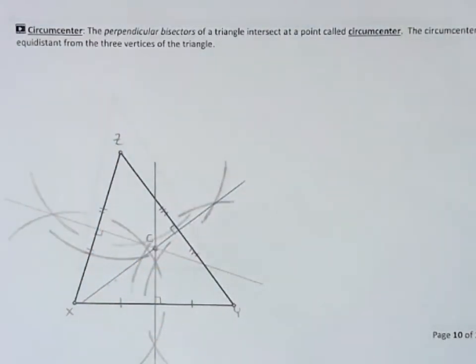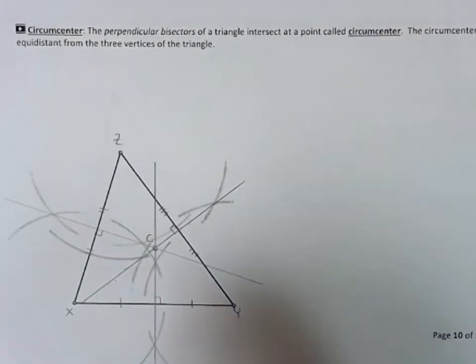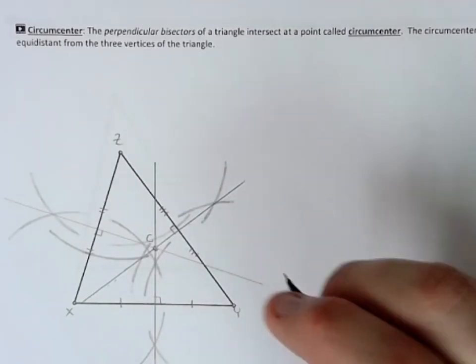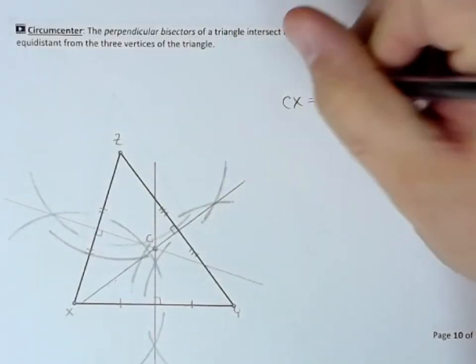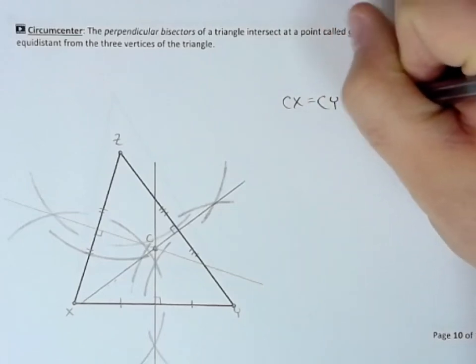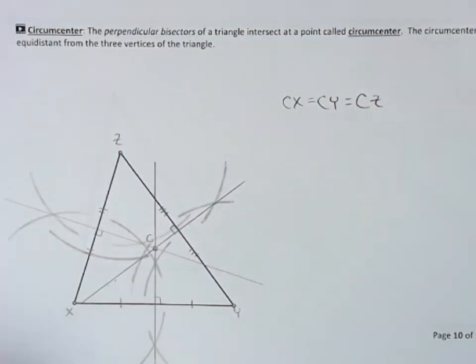Now keep in mind, as a perpendicular bisector, it's not about these lines crossing through the angles and the vertices themselves. It's about cutting our sides in half at a 90-degree angle. So it will look a little bit different from the incenter construction. But ultimately, with a circumcenter, that point is the same distance away from all 3 vertices. So what that means is the distance of CX is equivalent to the distance of CY and the distance of CZ.